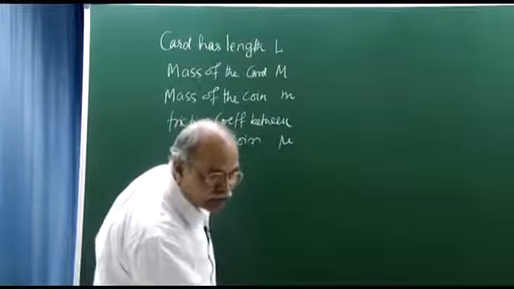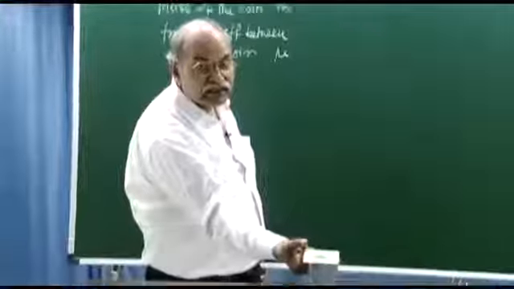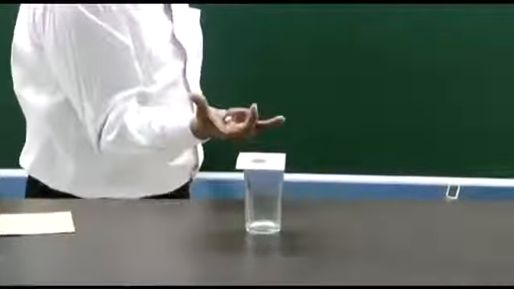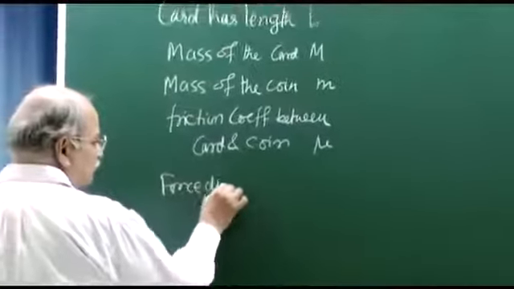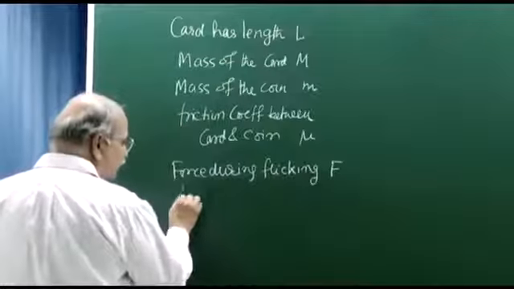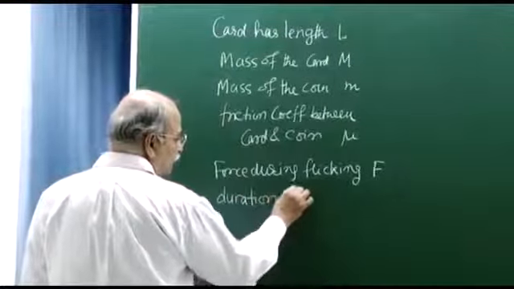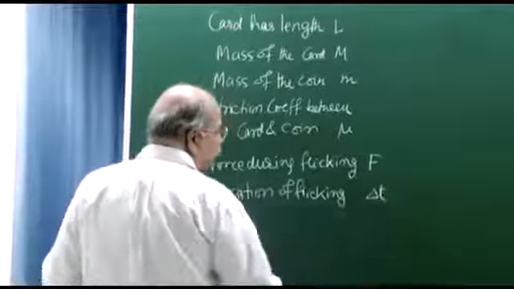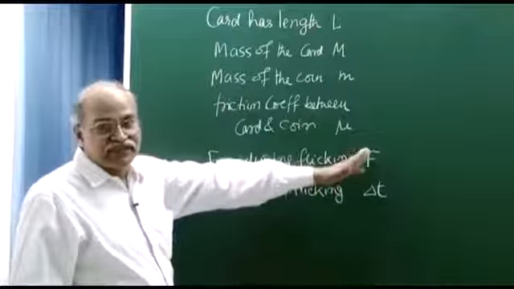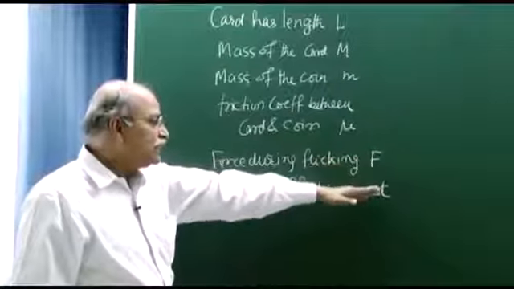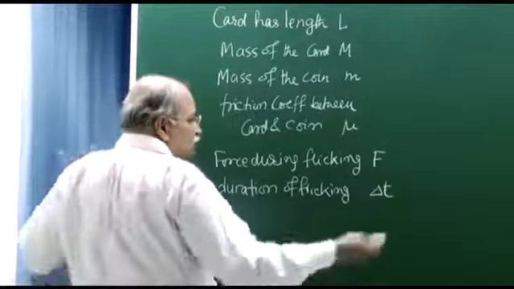Then I am flicking. What is flicking? Flicking means I exert a horizontal force on the card. So some force capital F is applied for some short time delta t. That is the flicking. So the force during flicking is F, and the duration of flicking is some delta t, and we will assume that in this duration this F is constant. During this flicking, whatever time it takes, a large force F acts, and that force remains constant during this short time interval delta t. So these are the things.